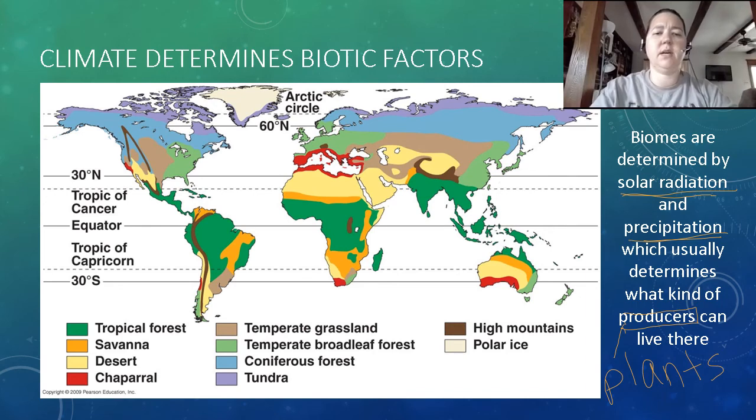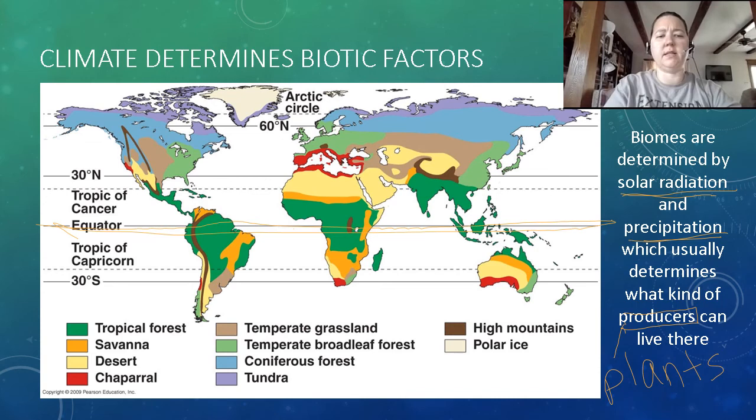All right, so here is a map of the different biomes on the planet. We're not really going to spend a whole lot of time talking about the individual biomes, but more so how they're determined. But if you notice, here's our equator, and this is where we get the most sun. And then you can see the kinds of biomes that are in that region.